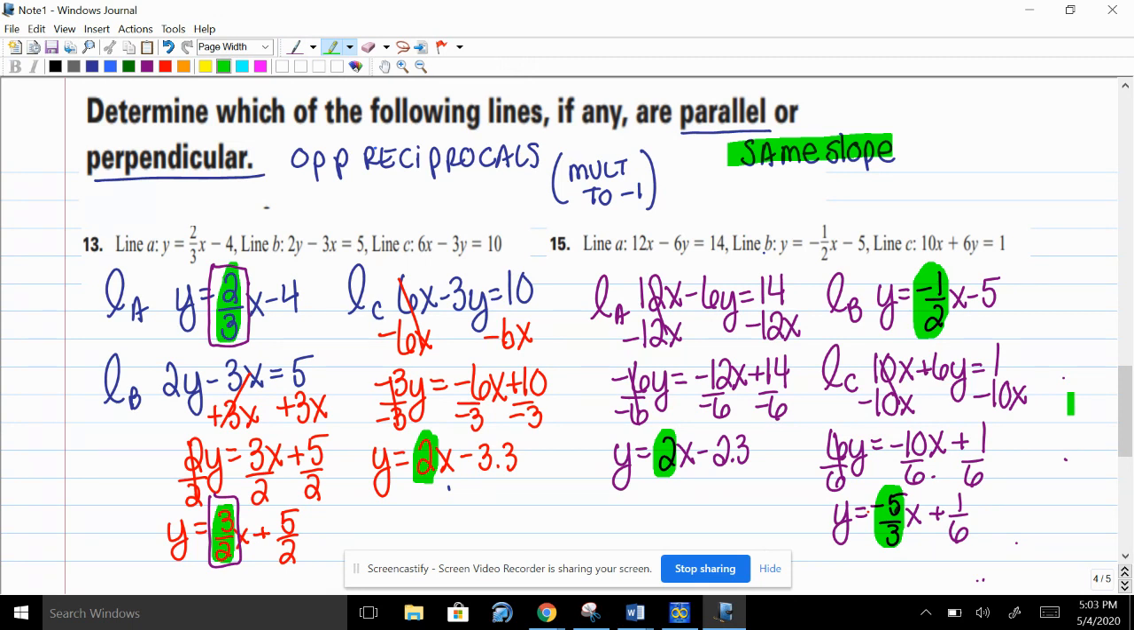Okay, the hard part's done. Now I can look at it and see what I got. None of them are the same, right? I got a 2, I got a -1 over 2, and I got a -5 over 3. So they're definitely not the same. All right, so I got no parallel lines again.